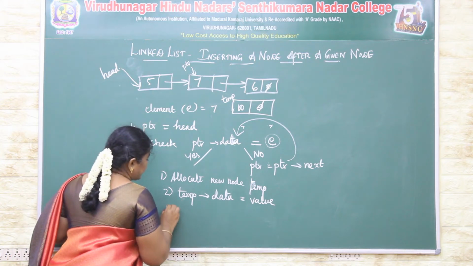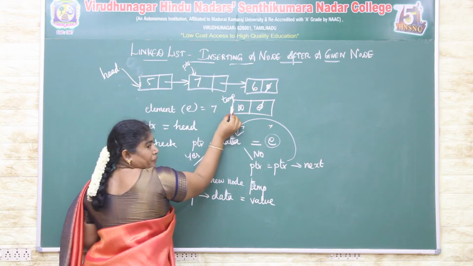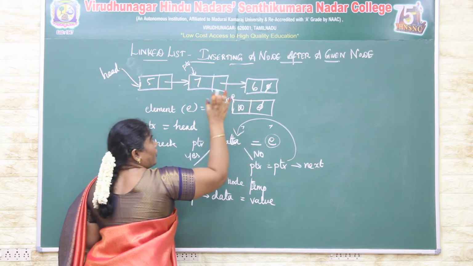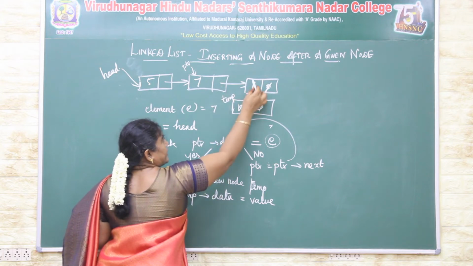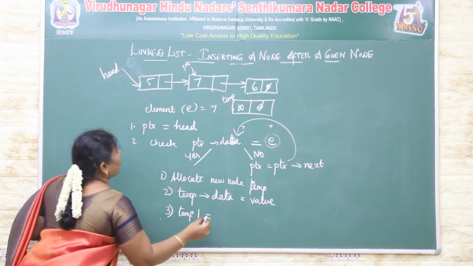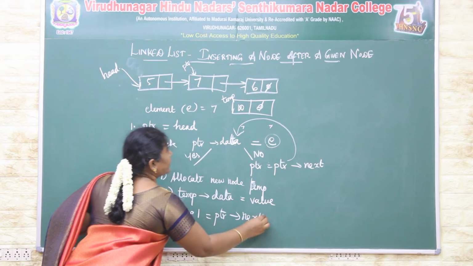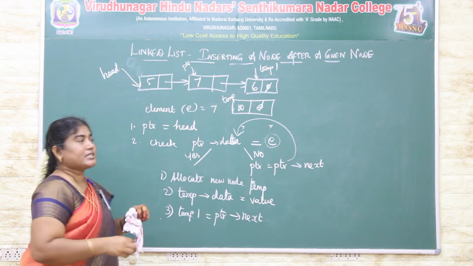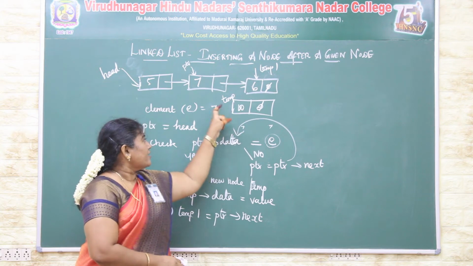Then what is our next step? Now this PTR should point to this node, and this node has to point to the next node. But we should not break the link. So how can we do this? Just assign one new temporary variable pointing to this node: my temp1 equal to PTR pointer next. Automatically my temp1 will point here. My PTR is pointed here, my temp1 is pointed here, and my new node is temp.